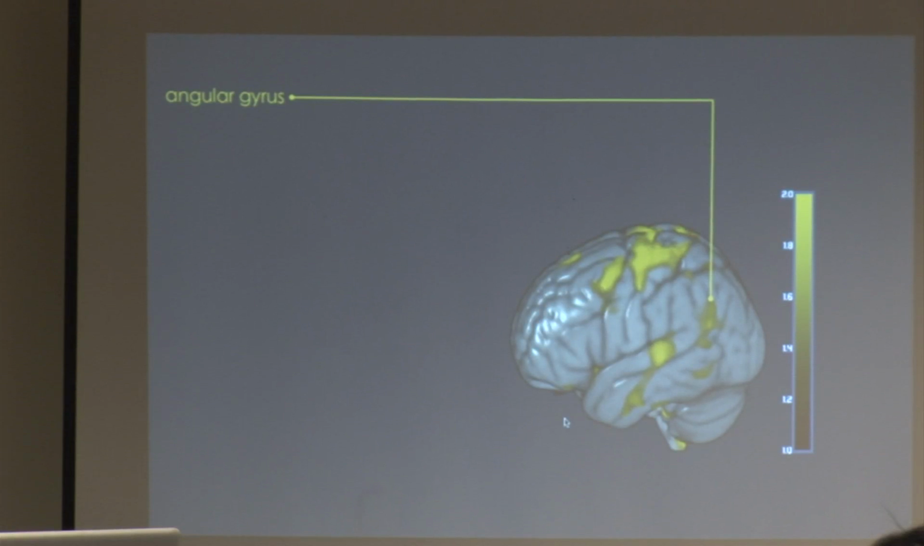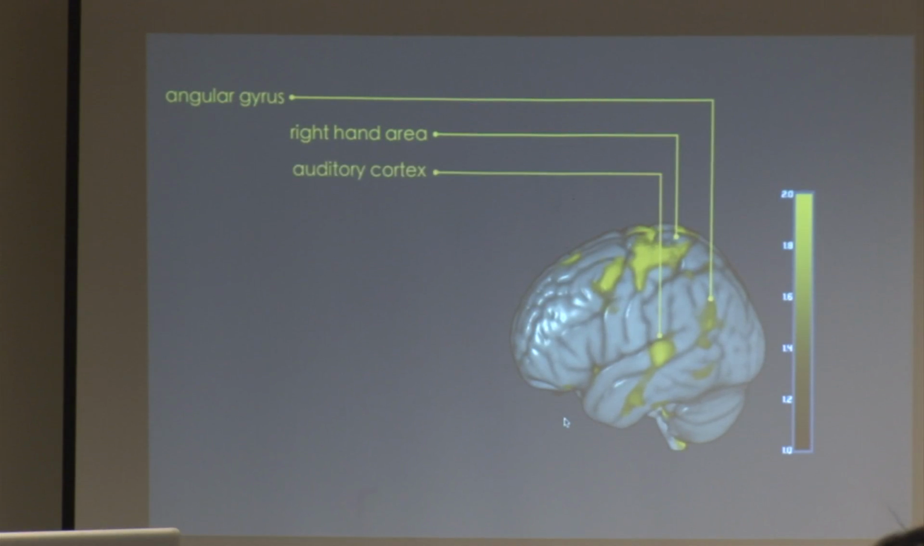And then my angular gyrus. Some people call this the Einstein place. I'm not sure. I don't really want to blow my own horn. But it's for metaphorical and abstract thinking. And then my right hand area is pretty good. So I'm right-handed. I don't know why it's higher than other people, but I'm not super dexterous or anything. My auditory cortex is really good. I listen to a lot of minimal. I don't know why. Maybe that has to do with it, or I'm a good listener, maybe.